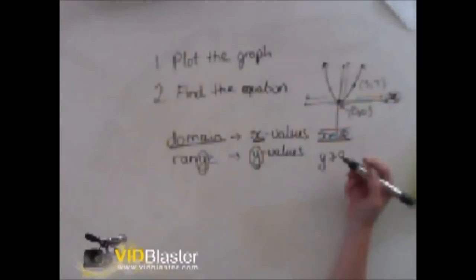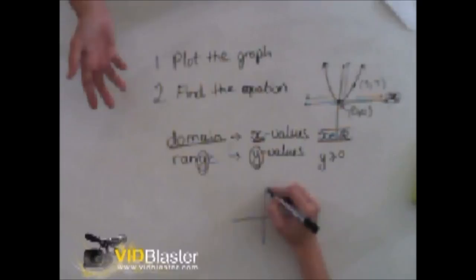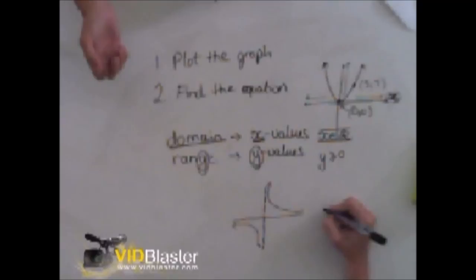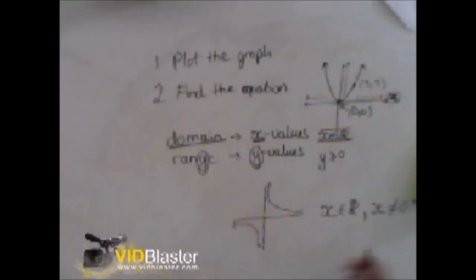The thing to watch out for, for domain and range, is in exponential graphs and in hyperbolas. There are places where x doesn't exist, and those would be the asymptotes. If we have our parent graph for a hyperbola, there is a point over here where x doesn't exist, because obviously you cannot divide by zero. So you would say x is an element of real numbers, but x cannot equal zero. You just have to be careful with that.